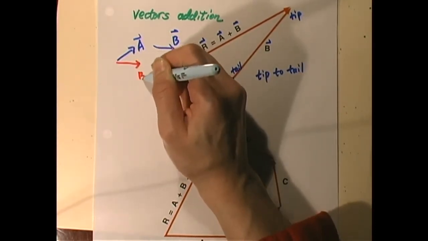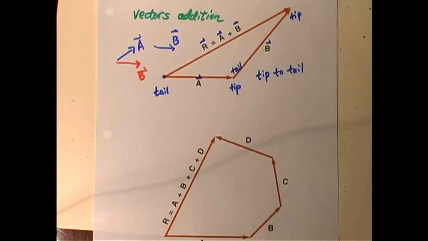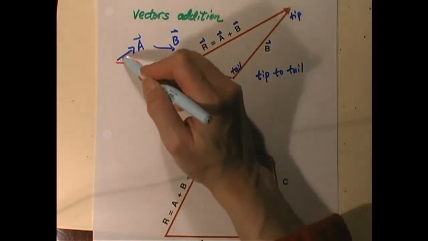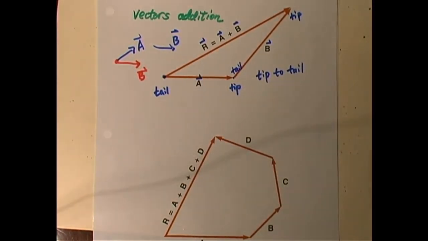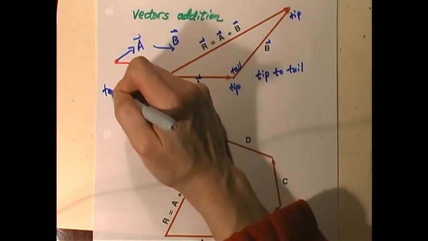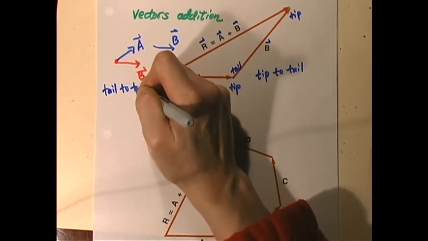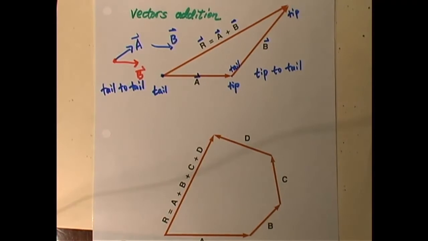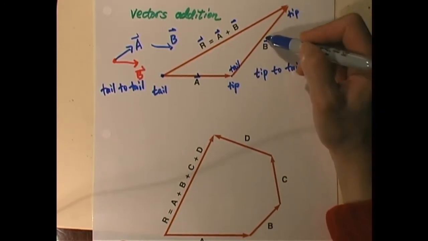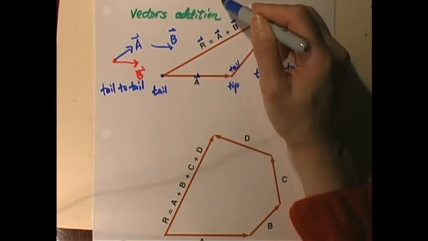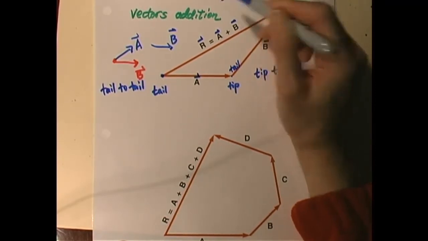What I am doing right now is lining up A's tail with B's tail. This is another method of adding two vectors, and this is called the tail to tail method. When we add two vectors tail to tail, can you imagine where this B was supposed to be? I can move this B, right? Because if you move it parallelly and keep the same length, it will be the same.